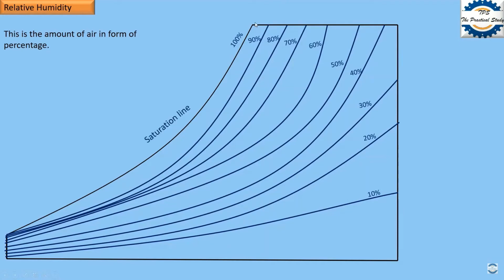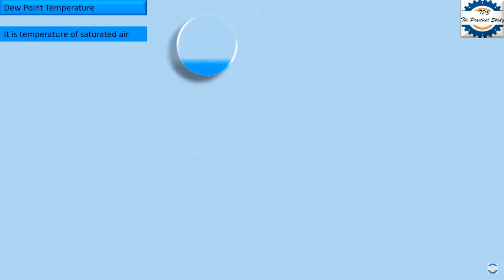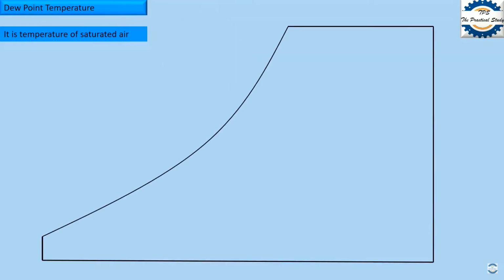And guys, one point to notice is that this is the saturation line where the humidity is 100%. That means air is fully saturated, air is full of water vapors, and there is no more possibility for absorption of more water vapors. Dew point temperature. It is the temperature of saturated air. What is saturated air? For example, this is air, and when it becomes full of water vapors, then it is called saturated air. So the temperature of saturated air is called dew point temperature.